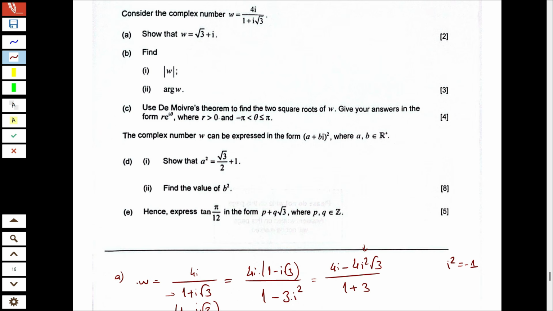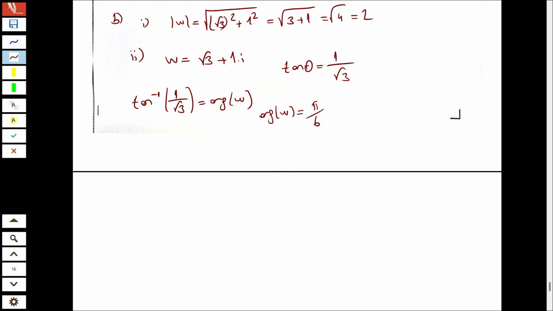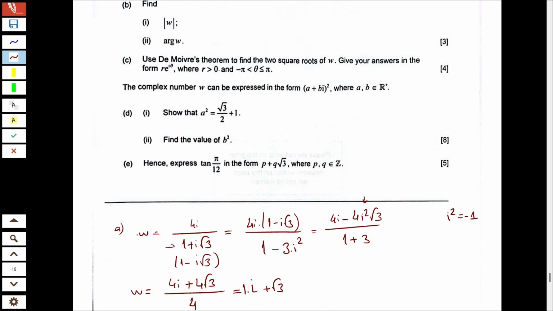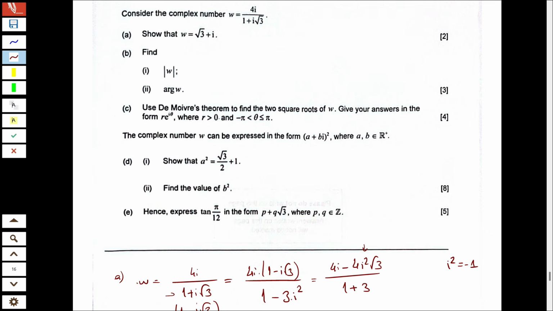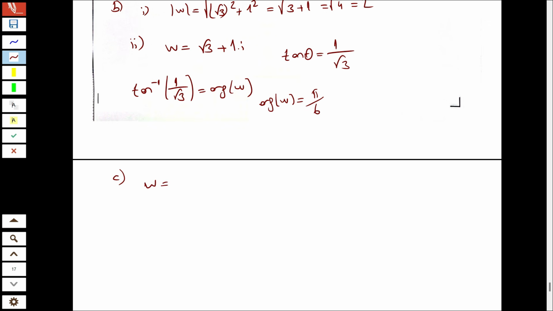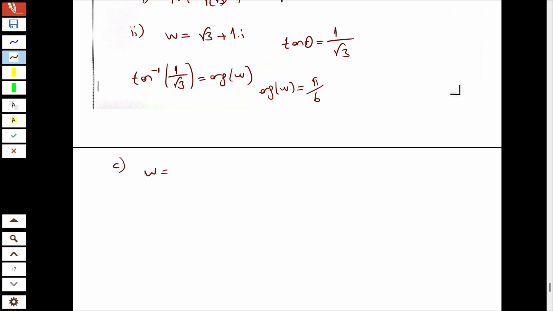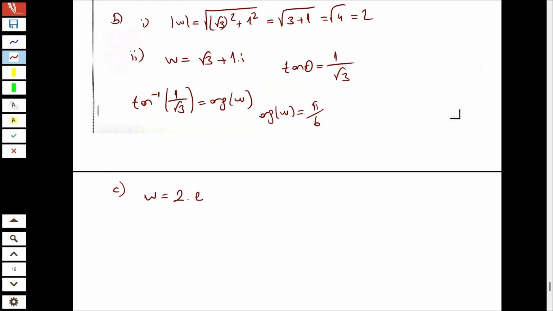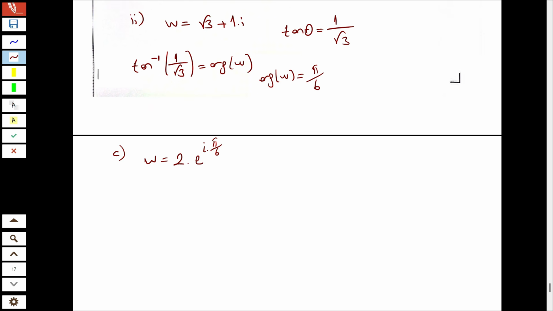Next question is use the De Moivre theorem to find the two square roots of w. Give your answers in the form r times e to the power of i theta where r is greater than 0 and theta is between minus pi and pi. So let's first write the complex number in polar form. We found the magnitude of the complex number, this is 2 times e to the power of i times pi over 6, since the argument of the complex number is pi over 6. Okay, this is the polar form.